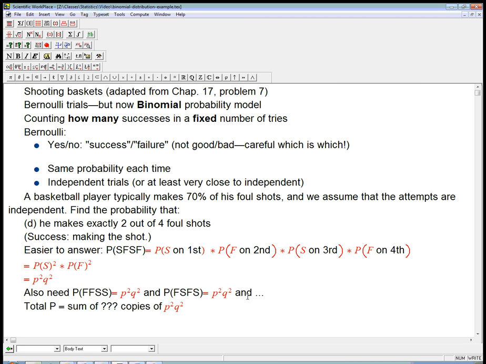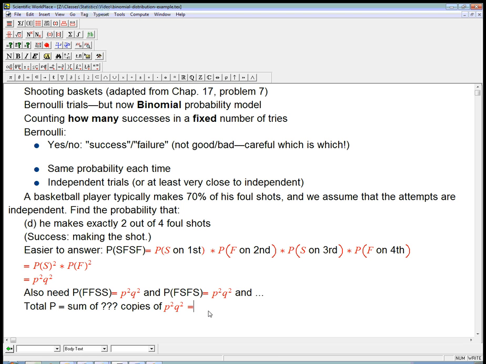Okay, alrighty. So let's just give a name for this. There's a couple of names that people usually use. What we're looking for is the number of ways we can choose. We've got 4 slots, the 4 shots. And we're looking for the number of ways we can choose 2 of those slots to be filled with S, and then the others are going to just be filled with F.